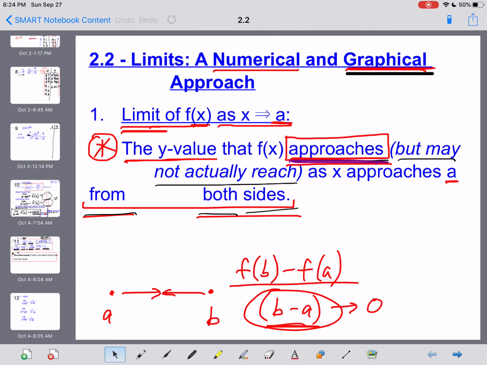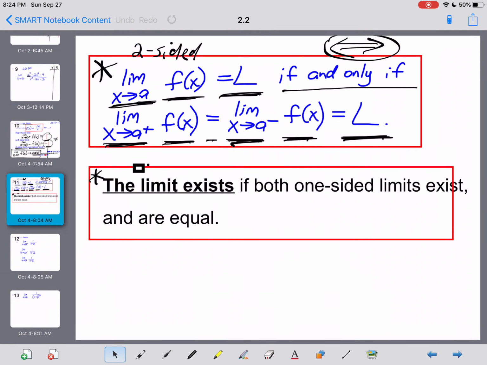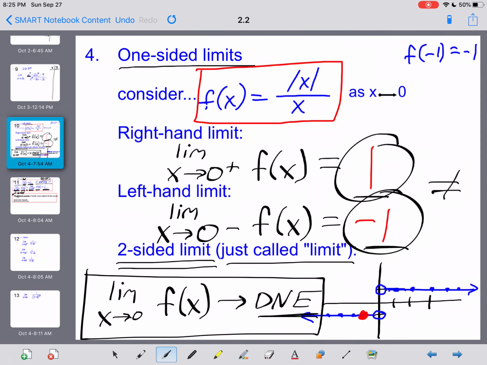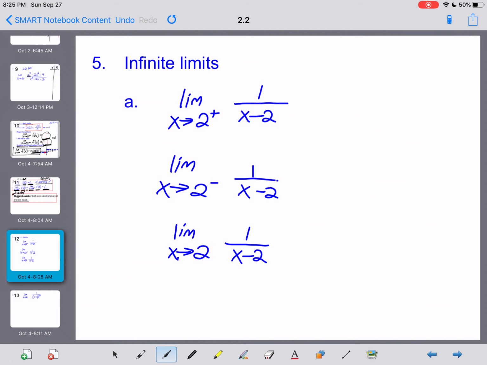The two-sided limit exists. Okay, here we go. We're just going to leave that junk there. So the two-sided limit exists if both one-sided limits exist and if they are equal to each other. In the example we just did, the two one-sided limits both existed. There's a 1 and a negative 1, but they're not equal to each other. So that's why the limit itself does not exist.